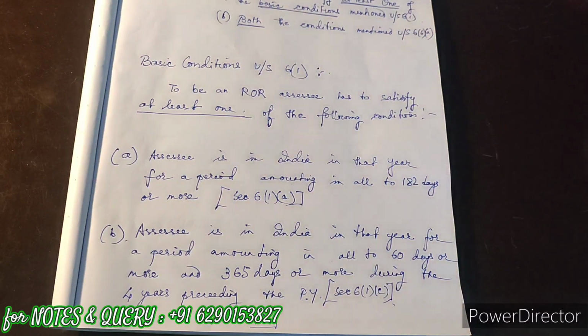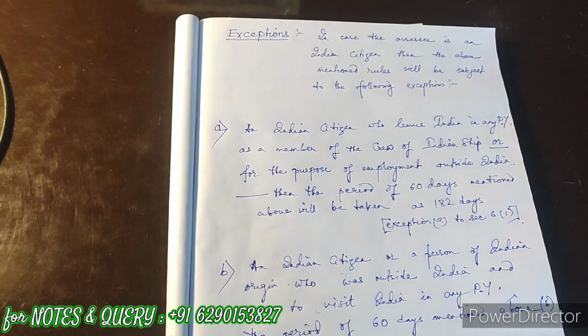So these are the two conditions of section 6(1). First of all, the first condition is the assessee is in India in that particular previous year for a period amounting in all to 182 days or more. And the second condition is the assessee is in India in that previous year for 60 days or more and 365 days or more during the 4 preceding previous years. So he has to satisfy any one of the conditions given in this section 6(1). I hope the two conditions of section 6(1) are clear to you all.